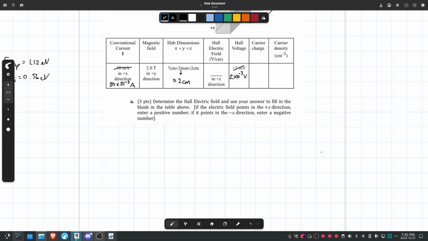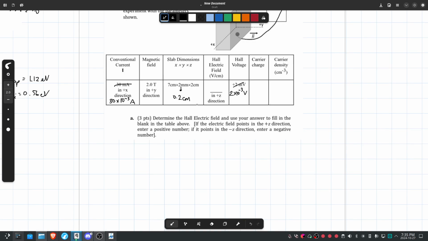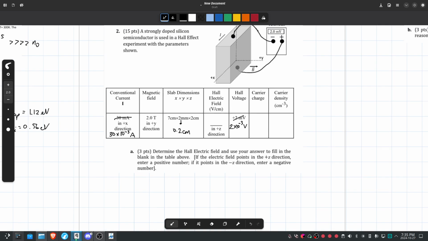Determine the Hall electric field. At least we get the units on the formula sheet. We do, and that is very nice. Use them to your advantage. Determine the Hall effect electric field and use your answer to fill in the blank in the table above.